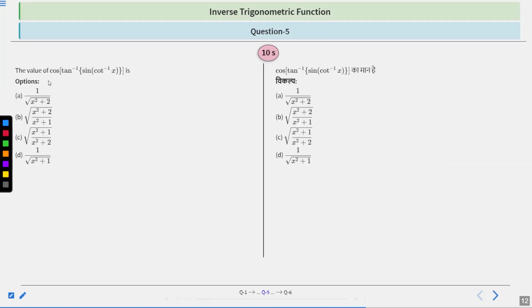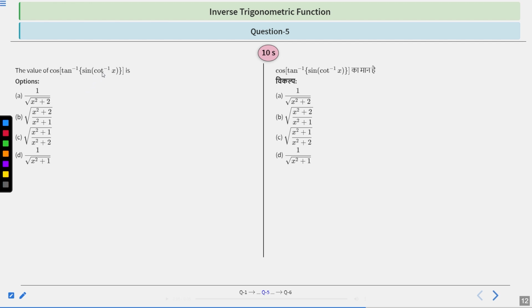Now let's move to the next question, question number 5, which says: the value of cos of tan inverse sine cot inverse x is. The hint for this question is that we know sine of sine inverse x is x, tan of tan inverse x is x, and cos of cos inverse x is x, right?